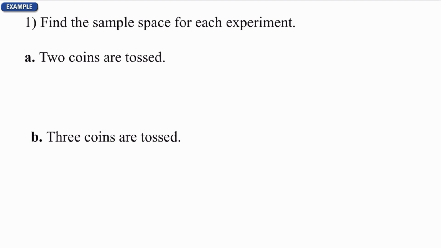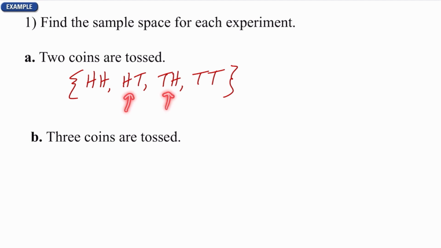For 2 coins, you can get heads and heads, or heads and tails, or tails and heads, or tails and tails, and then we put those in curly brackets. A lot of times students will confuse this because they think that heads and tails and tails and heads are the same thing. It'd be better if you think about this as having 2 different coins, like a dime and a quarter, and then it makes more sense. Getting heads on the quarter and tails on the dime is not the same as getting tails on the quarter and heads on the dime. Try it now for 3 coins.